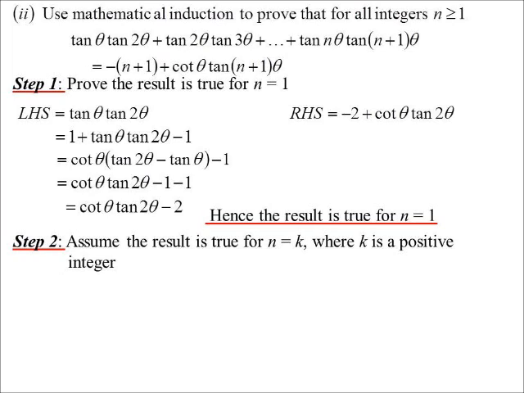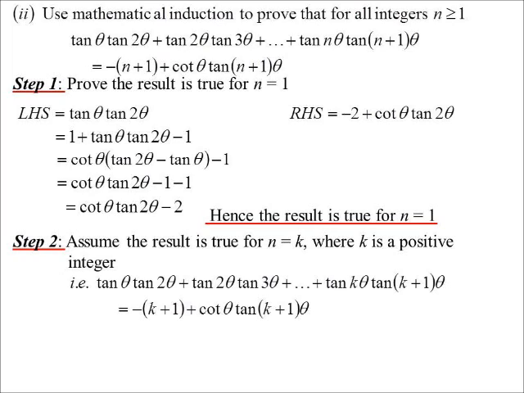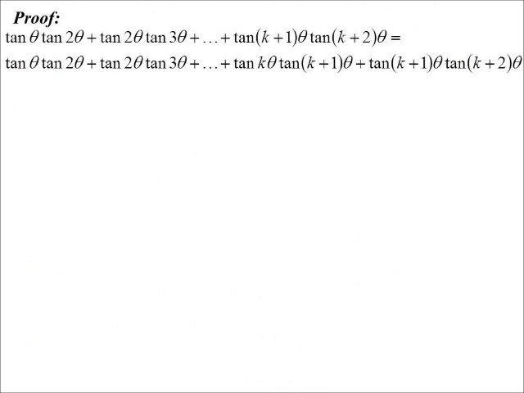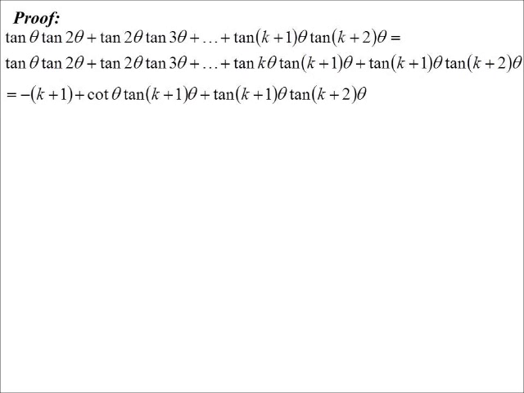So I'm going to assume it's true for k. So basically, the result we want to prove true for k plus 1. So it is a series type, this one. So I'll approach it the same way, in that I'll rewrite the whole series and I'll just add in the second last term there, because then that gives me my assumption that we just made to sub in. So when I sub in that assumption, I now have minus k plus 1 plus cot theta tan k plus 1 theta plus tan k plus 1 theta tan k plus 2 theta, and we have to manipulate this one.